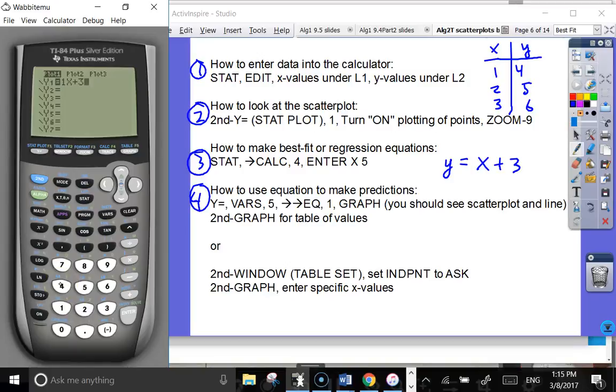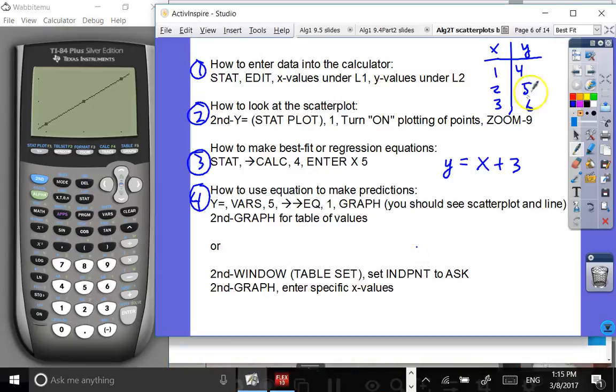Okay, now even better, hit graph and see what you see. And you'll see there's the 3 points and there's our regression equation going right through the 3 points. So you know you got it right when you see that. Okay, so now let's do some more interesting things than 1, 2, 3, 4, 5, 6.